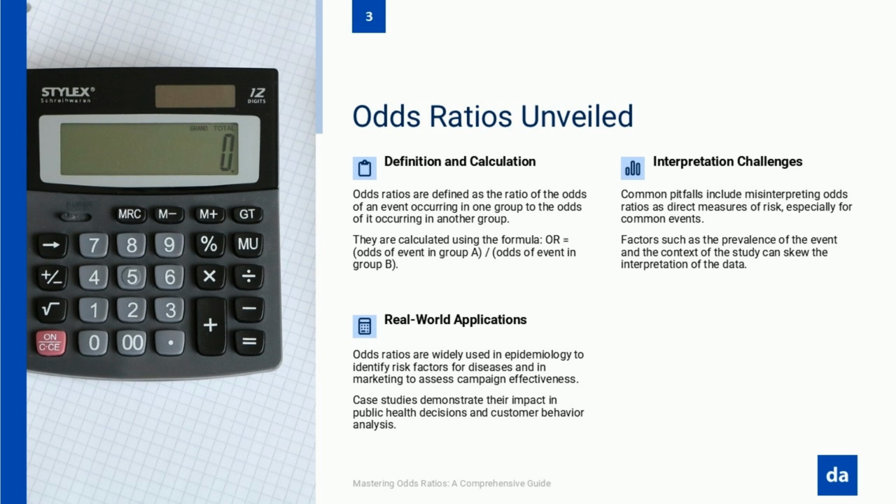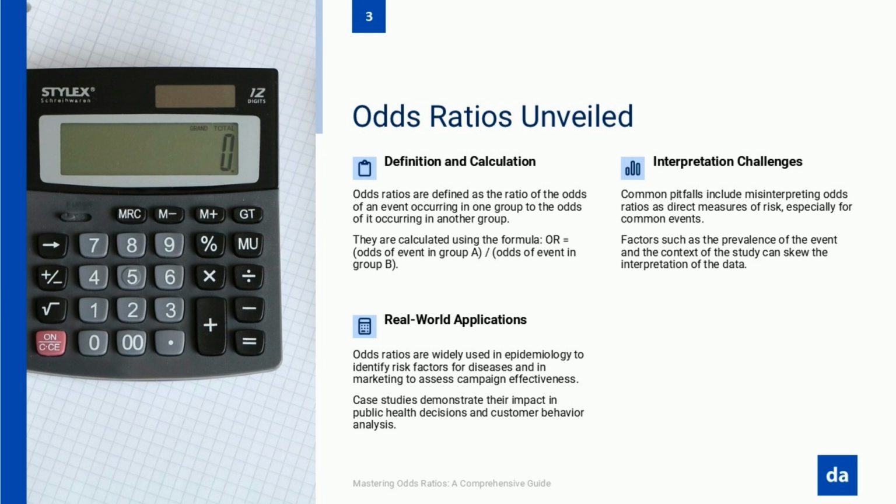Let's break this down further. If we obtain an odds ratio of 2, it means the event is twice as likely to occur in the first group compared to the second. An odds ratio of 0.5, on the other hand, suggests that the event is half as likely to occur in the first group. This intuitive interpretation makes odds ratios a valuable tool for communicating results to both technical and non-technical audiences.